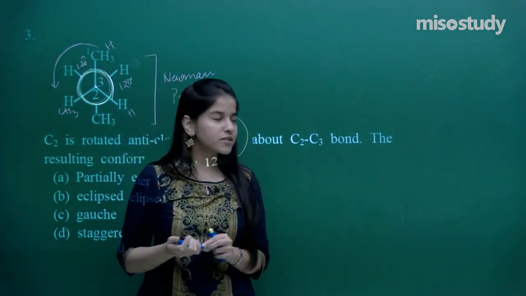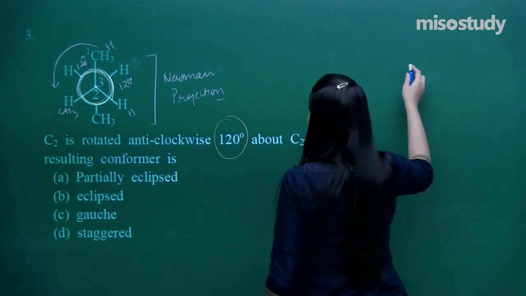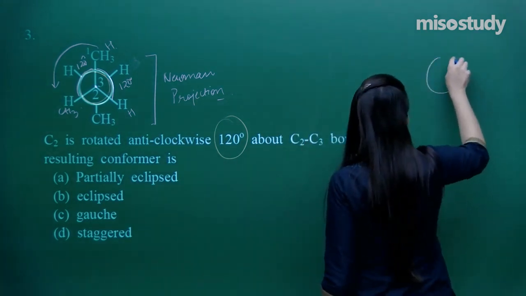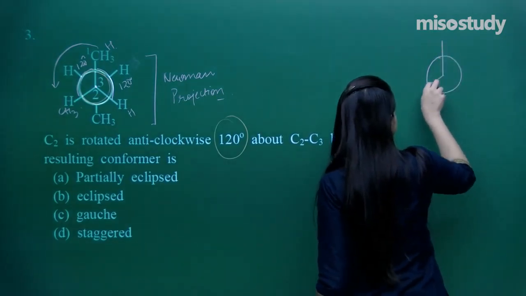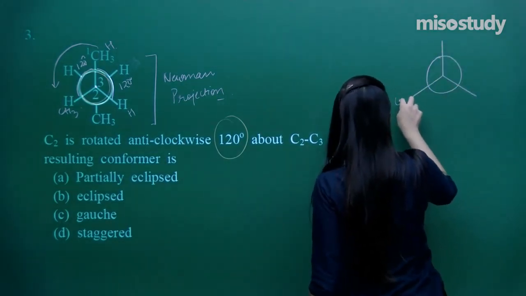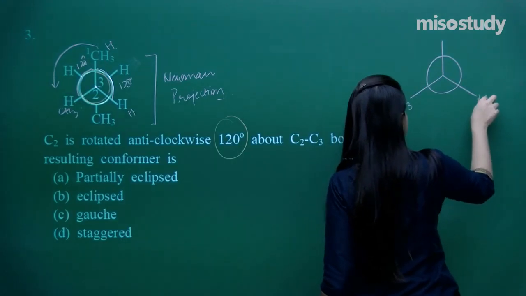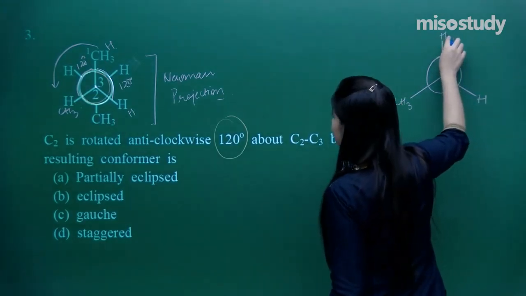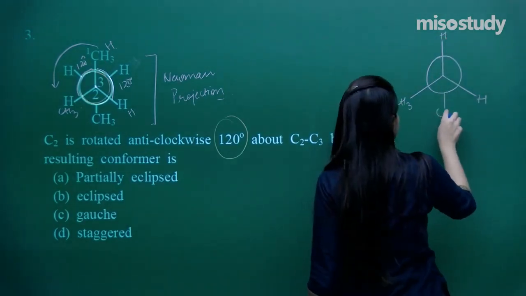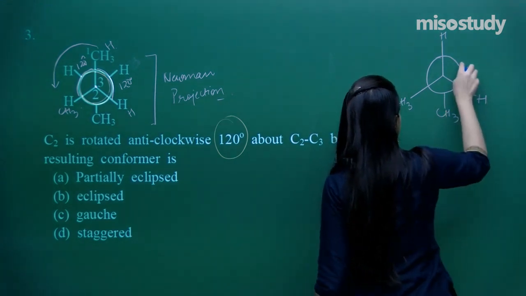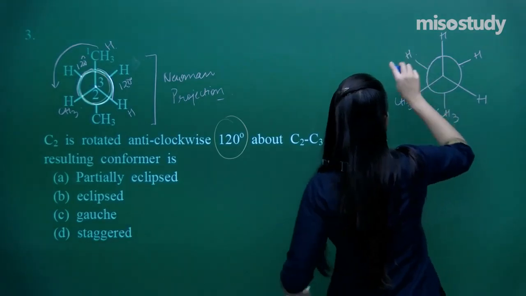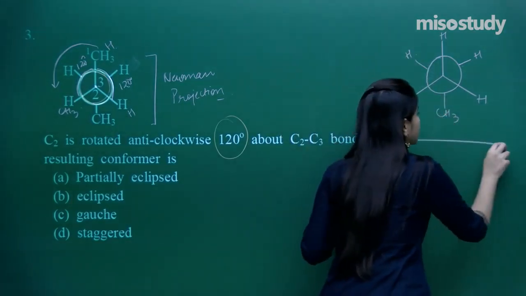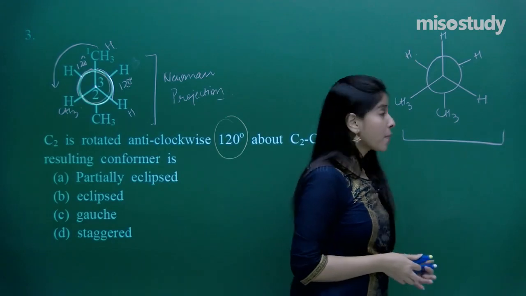So let us draw the structure after the rotation. What do we get? CH3 would be here, H here and the other H here. Now let's arrange the remaining ones. So that is what we are getting. This is the kind of structure obtained after the rotation.